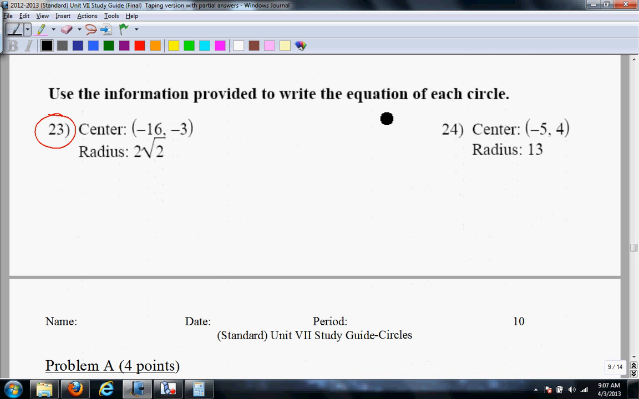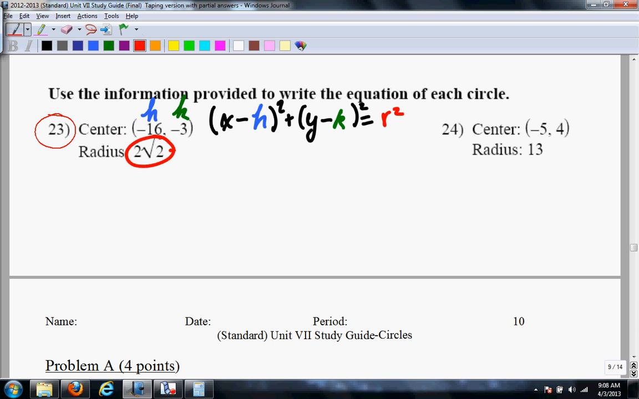Says, use the information provided to find the equation of the circle. Once again, the first thing you do is simply write out the equation. And that's (x minus h) squared plus (y minus k) squared equals radius squared. Now you look at your given information. This one's easy. We are given our h, negative 16. We're given our k, which is negative 3, and we're given the radius, which is 2√2. So we plug stuff in.